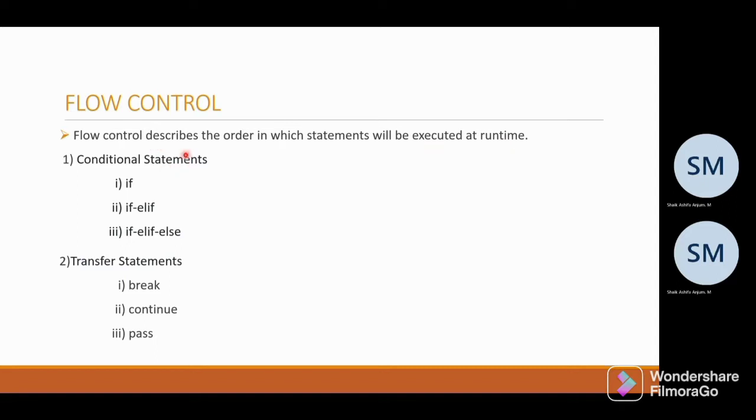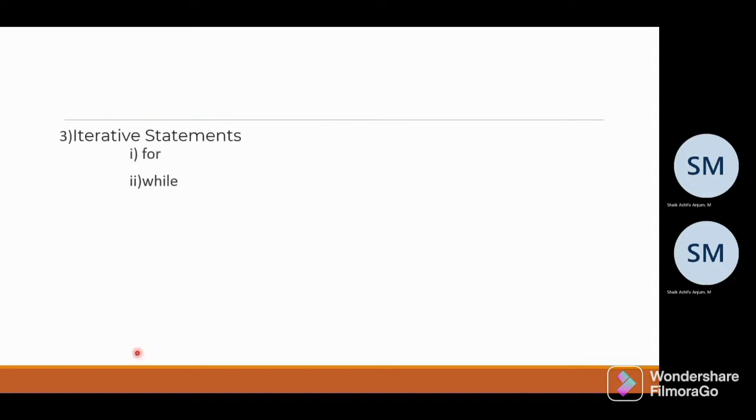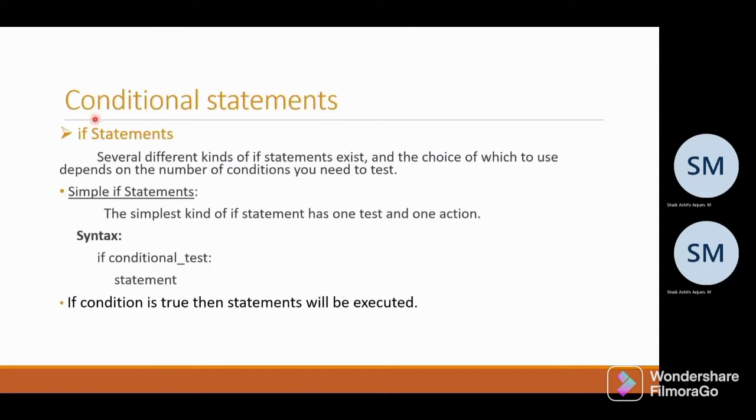There are three types of flow control statements: conditional statements, transfer statements, and iterative statements. Under conditional statements, if, elif, if else, if elif else come there, and in transfer statements, break, continue, pass, and in iterative statements, for loop and while loop. We will see each and every one in detail.